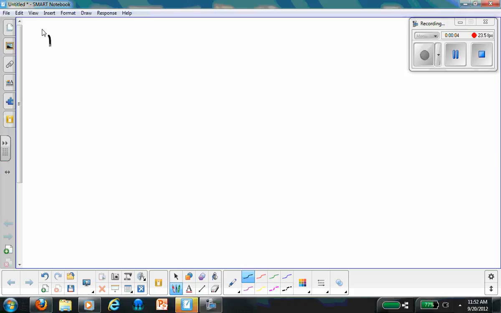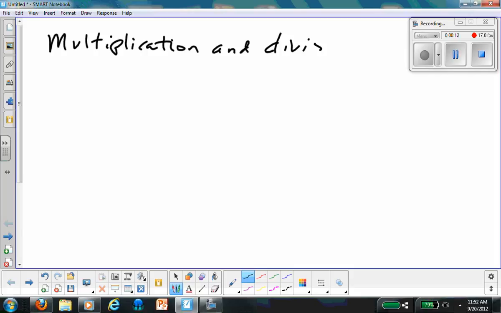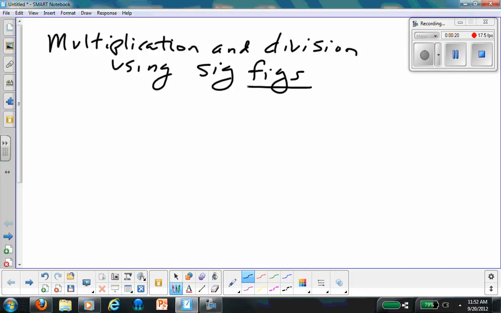So, we're going to look at multiplication and division using significant figures. And we say Sig Figs because I'm lazy, and that's okay. All right, the general rule is going to be, if I have something like this, do this on the calculator please for me.